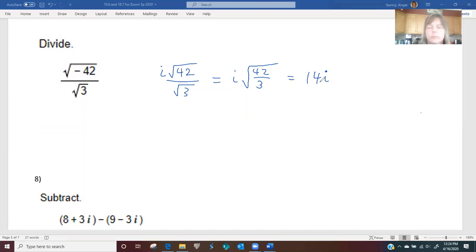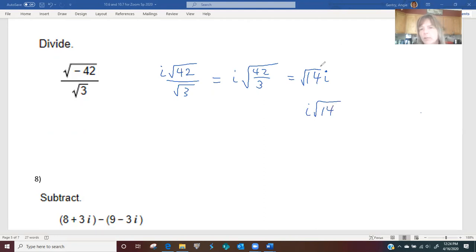So hang on a minute. I'm going to fix my own mistake. I always fix my own mistakes fast enough. Can't erase it fast enough for you not to have seen it. In class, I can erase it and say, you didn't see that. It's a square root of 14, so I'm going to say i square root of 14.